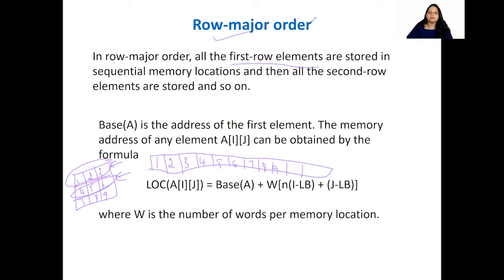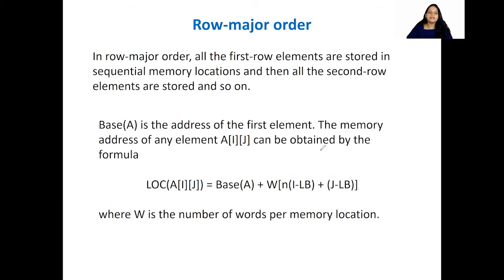Okay. Now Base A is the address of the first element. This I have taught you already in one dimensional arrays. Base A is nothing but the very first address of the first element of that particular array. It can be a one dimensional array, it can be a two dimensional array. The address of the very first element is called the base address.